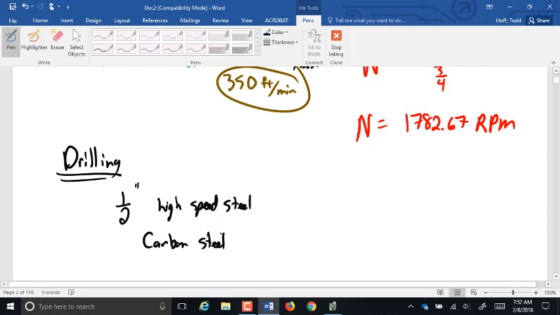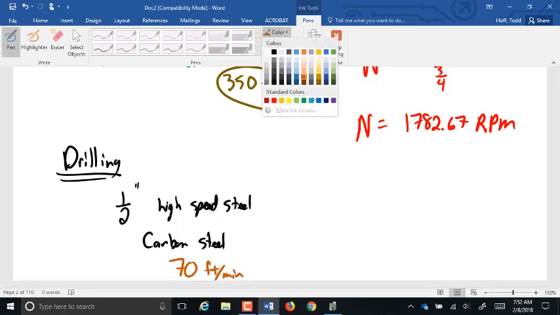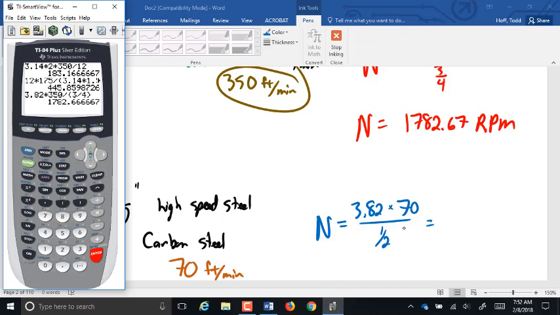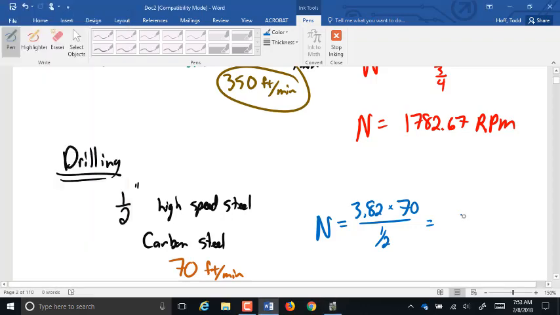So for carbon steel, it says we are allowed 70 feet per minute. So our RPM, I'm going to use the 3.82 again, times my 70 divided by 1/2. Now again, I know 1/2 is 0.5. I could do it as 0.5, but just so I keep modeling how to do the fractions, do 3.82 times the 70 divided by, then parentheses, 1 divided by 2 for the 1/2, and close the parentheses. So 534.8 RPM.